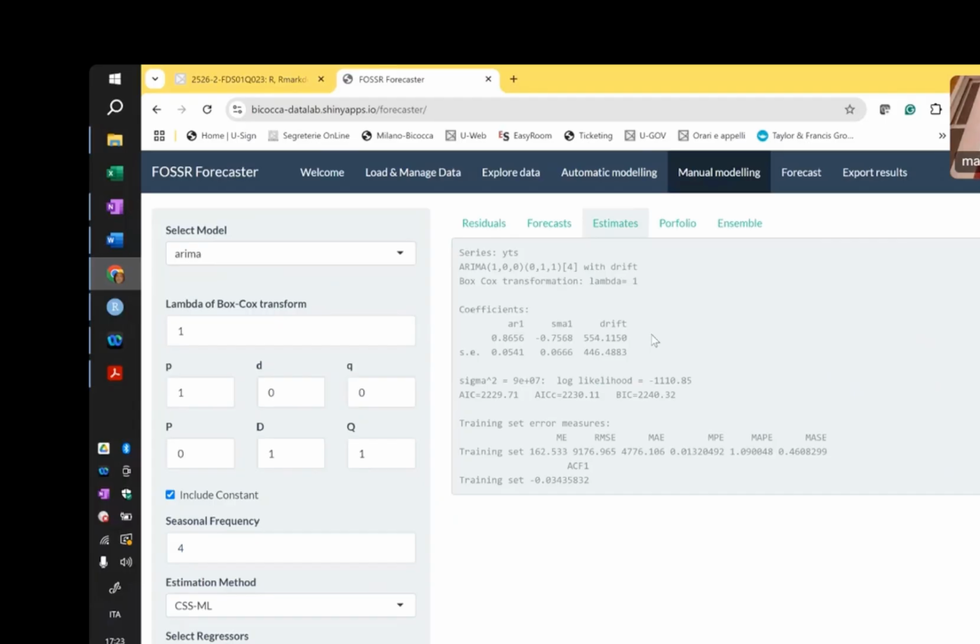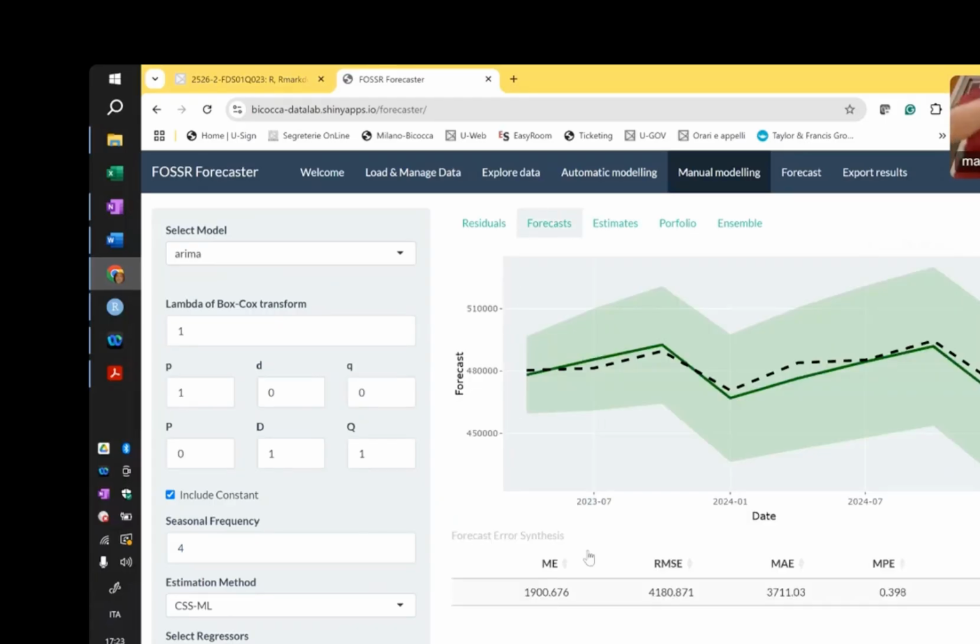And what about the prediction? Well, they're great. We're kind of underestimating a little bit in the long run. Indeed, you see the mean error and the mean percentage error are positive. The mean absolute percentage error is less than 1%. It's very good.